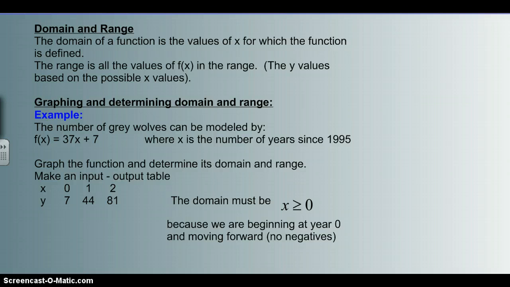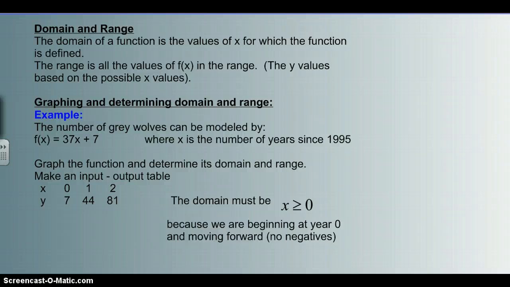Here I made an input-output table. I looked at f(0), f(1), and f(2). In other words, my x values were 0, 1, and 2. When I substituted them in, I got three y values, 7, 44, and 81.